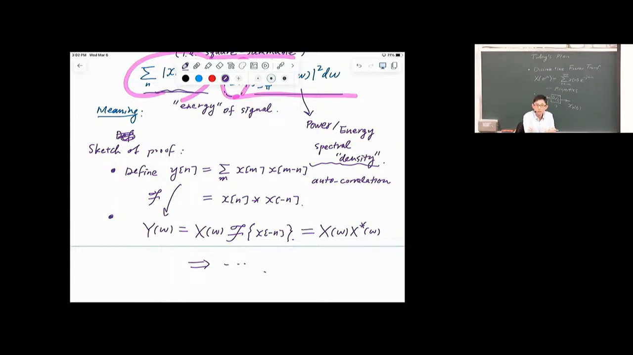Parseval's theorem, okay? Parseval's theorem. In this homework, okay.